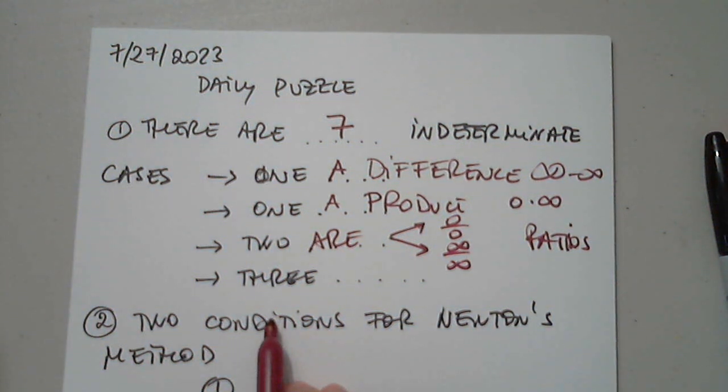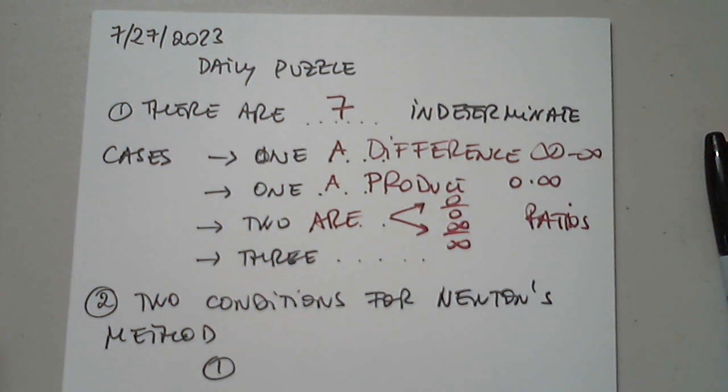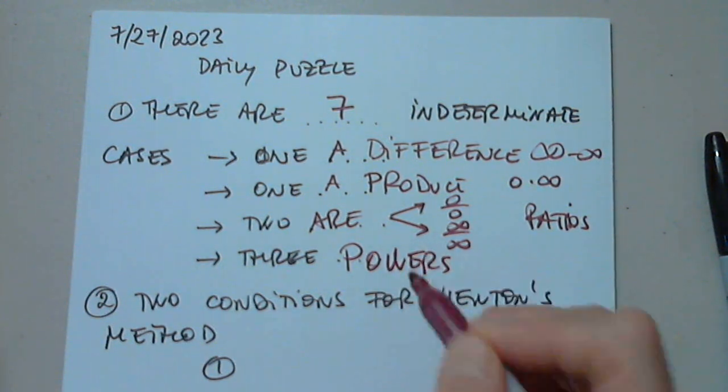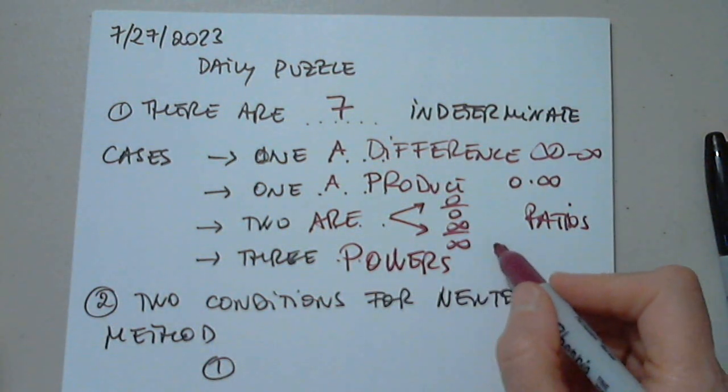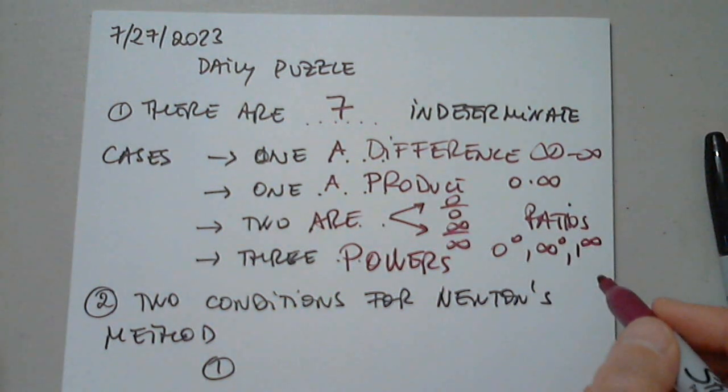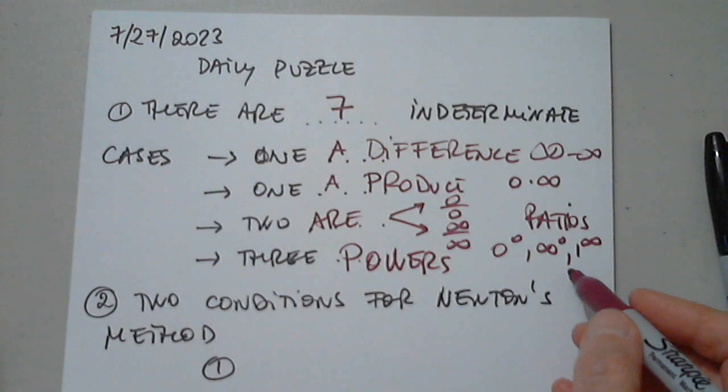And the last three, which we have not looked at at all yet, are 3 powers: 0 raised to 0, infinity raised to 0, and 1 to infinity. Doesn't make any sense, right? No, it will.